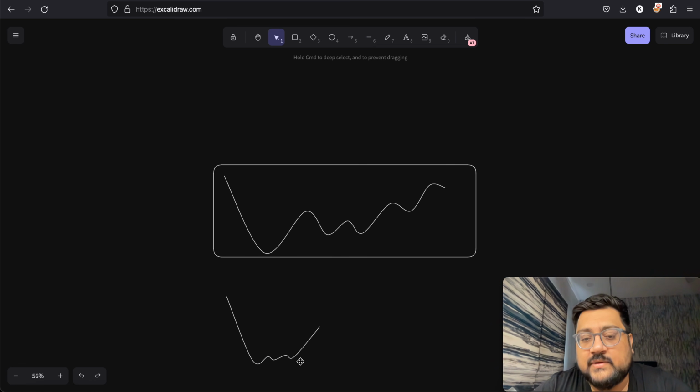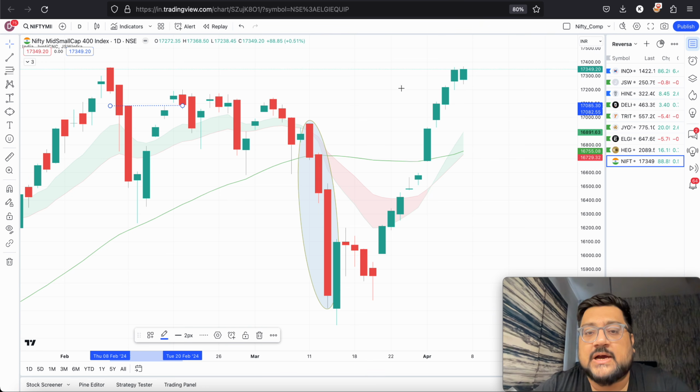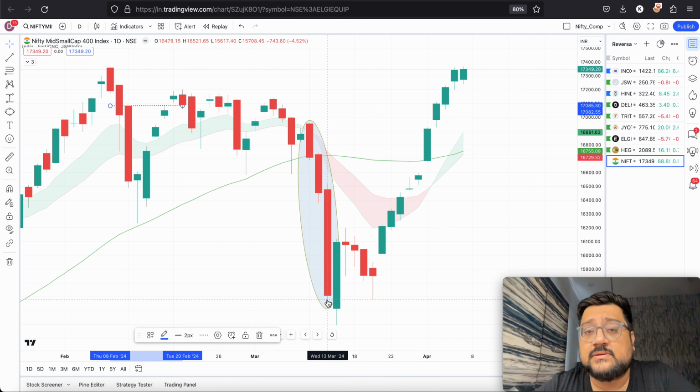Or the other case will be where we see a sharp sell off, which is nothing but capitulation. This is what happened in this case, or in the last base formation on the mid and small cap. If you look at this particular area, what does that mean?